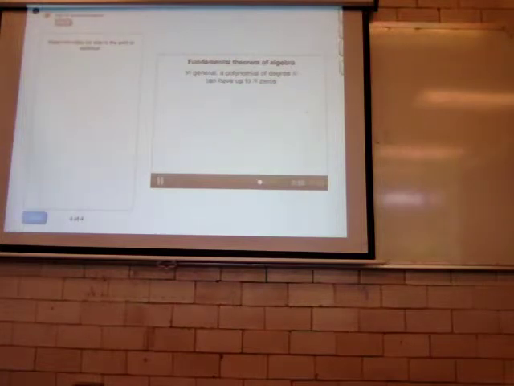Last question. We've sketched a polynomial here. What's a possible value for the degree of this polynomial?